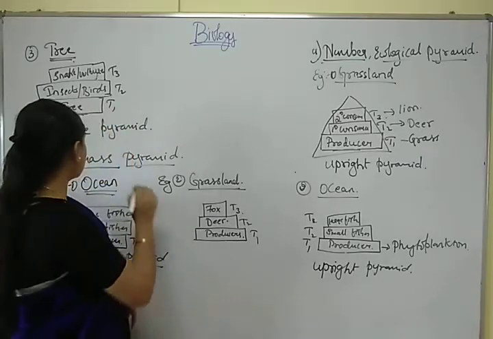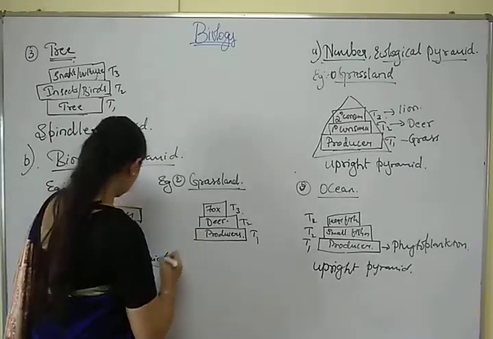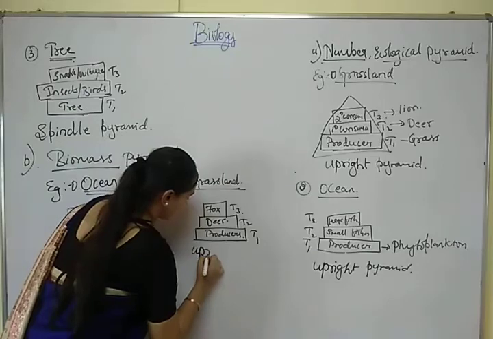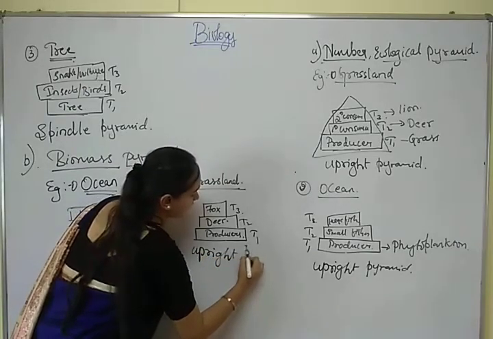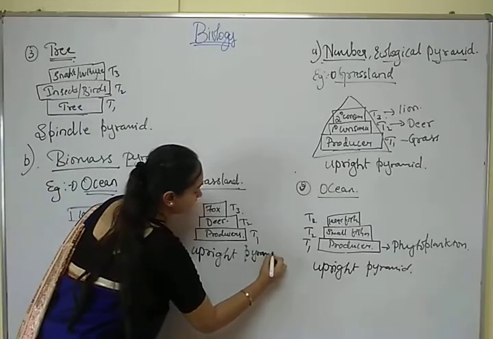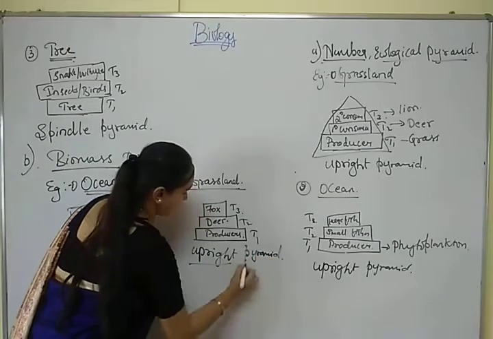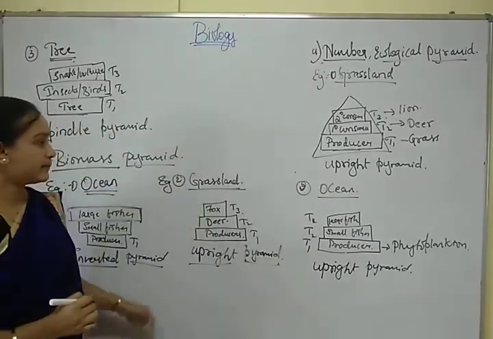So in the grassland, in the biomass, it is upright. It is an upright pyramid.